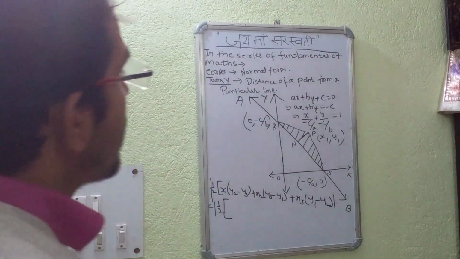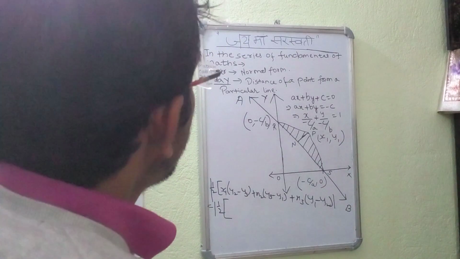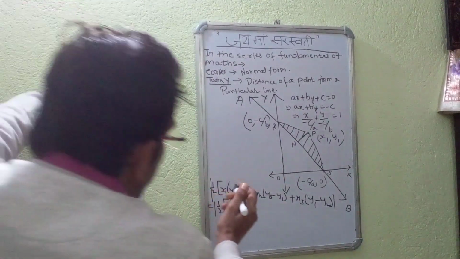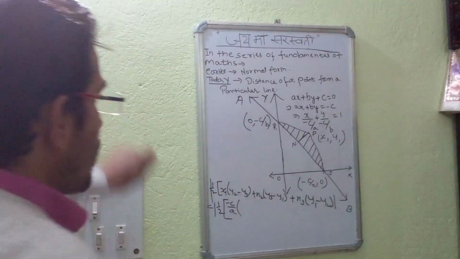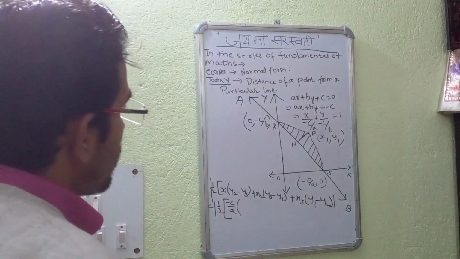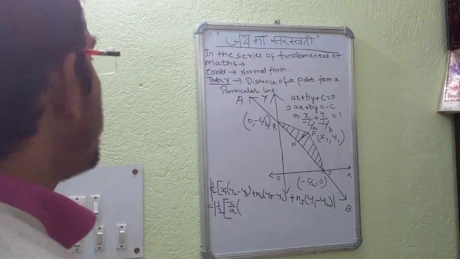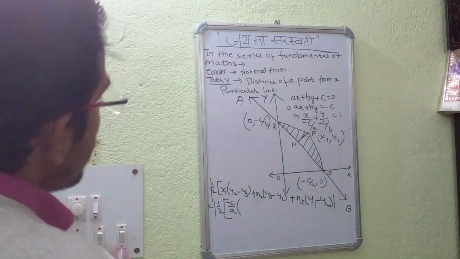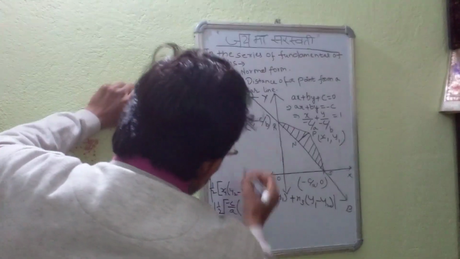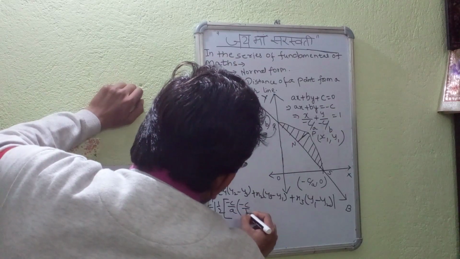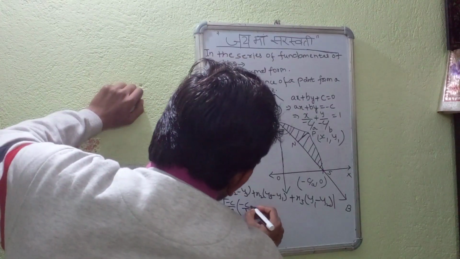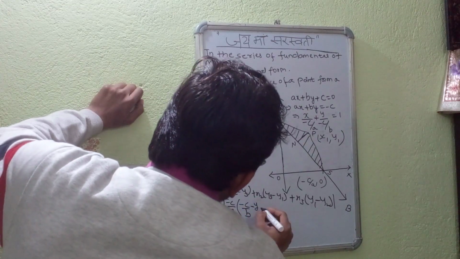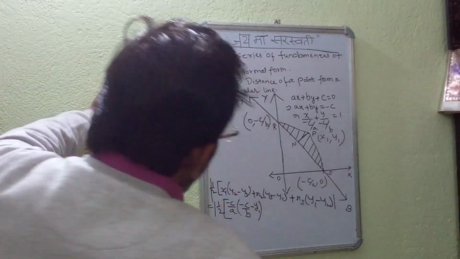So it will be half of x1. Suppose we had taken x1 as minus c by a. So we will be writing here minus c by a, y2 minus y3. Here we will be writing y2. Suppose we want to take y2 as minus c by b, and y3 we will be taking as y1. Understood? Okay. Now we will be taking x2.